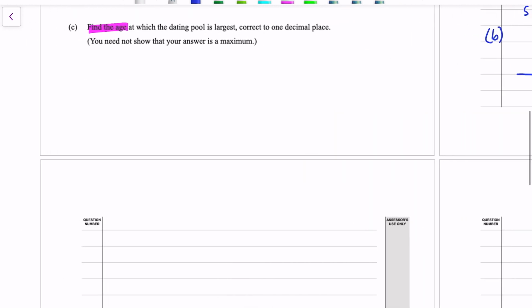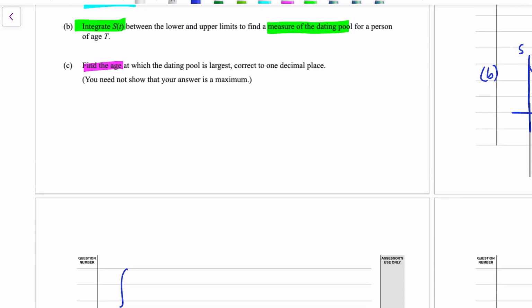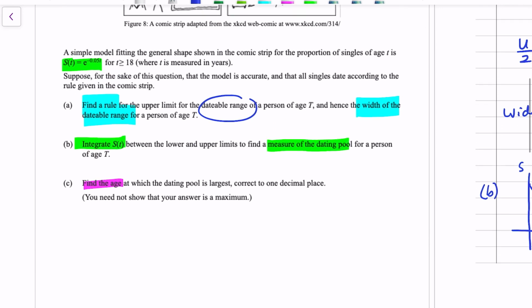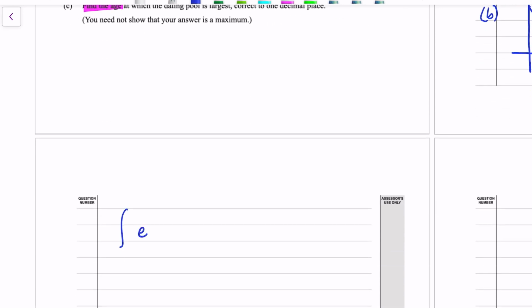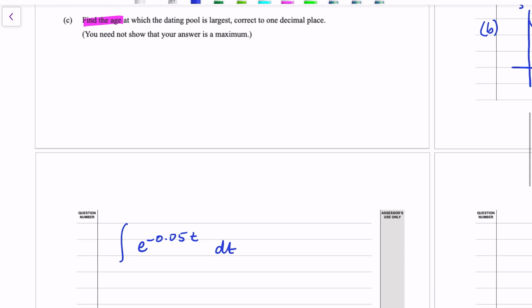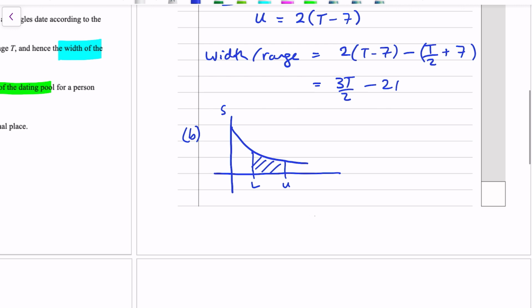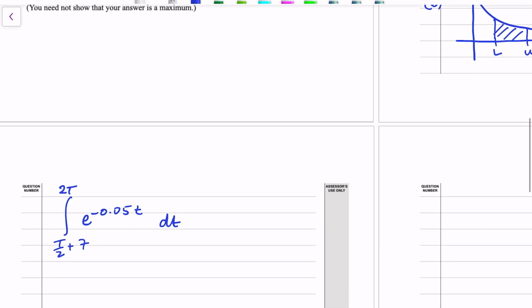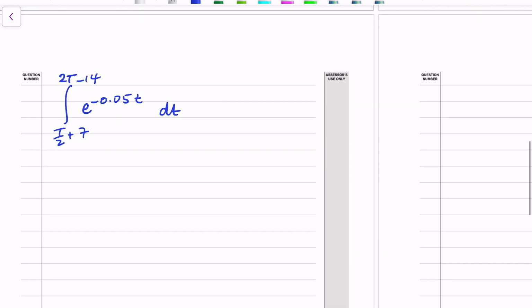Okay, so we're integrating the function s of t is e to the minus 0.05t. Pretty simple function, and we're integrating it between a lower limit of half your age plus 7 and an upper limit of 2t. What was it? 2t minus 14, I believe. Yep, 2t minus 14. Okay, so pretty simple integration here. And let's call this m for some measure.